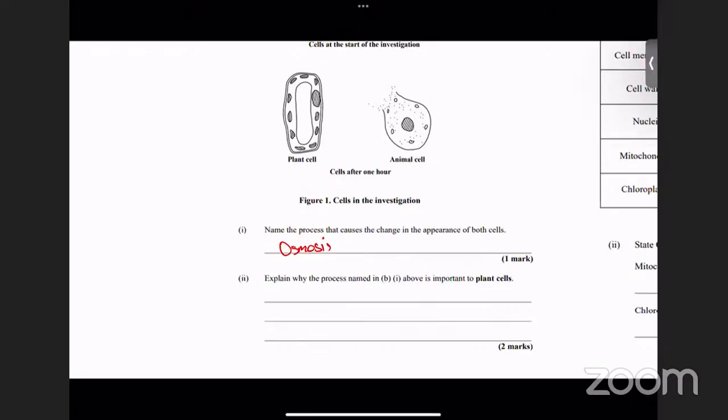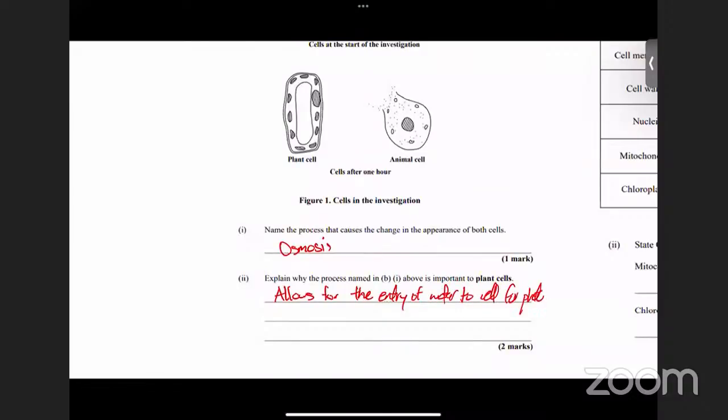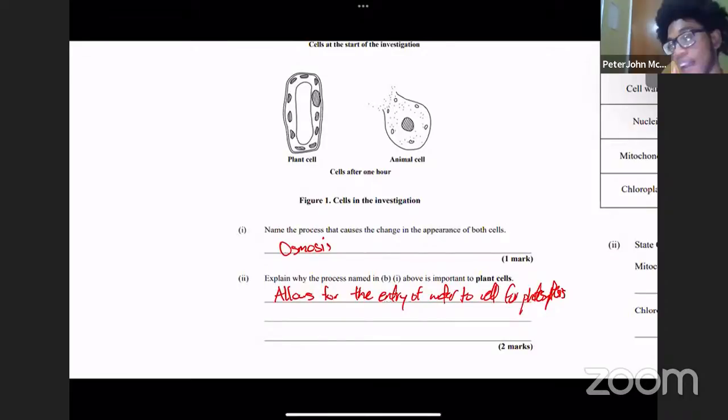Sure. Is it because it allows for water to go into the cell in order for photosynthesis to take place? And allows for excess water from respiration to leave the cell, like the wastewater. I like where your head is at, but I wouldn't put that. But I do like how you're thinking. But no, don't put that. Don't put the second answer.